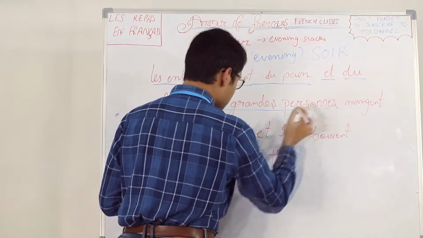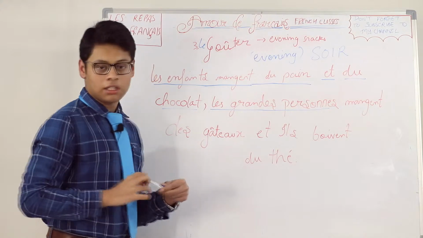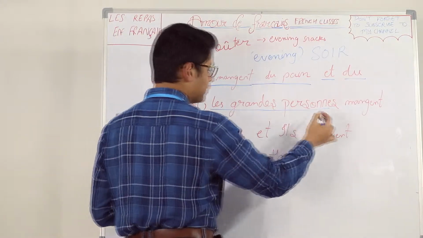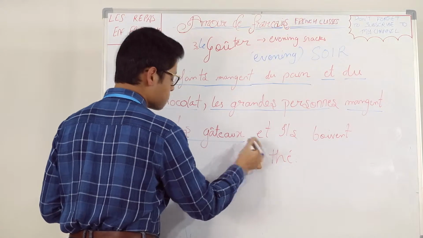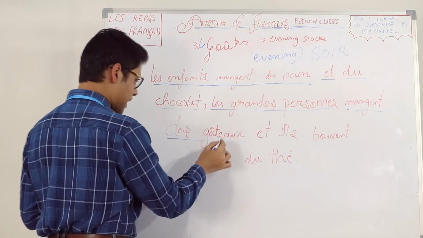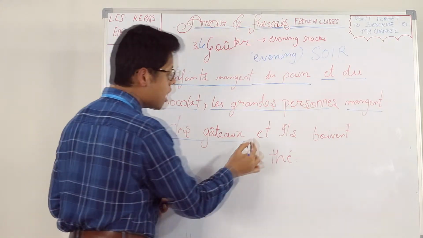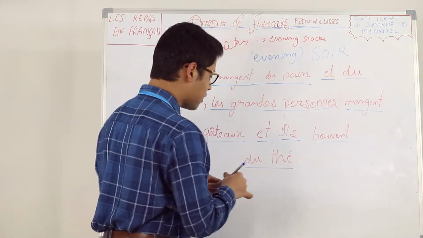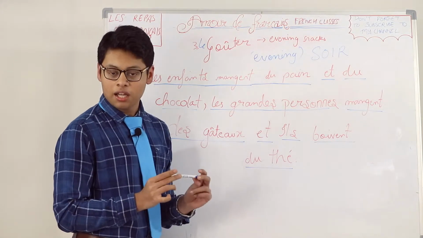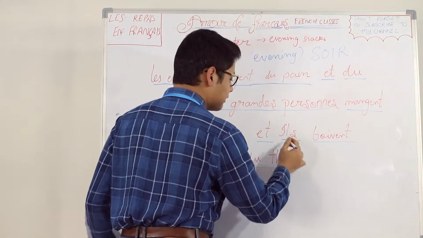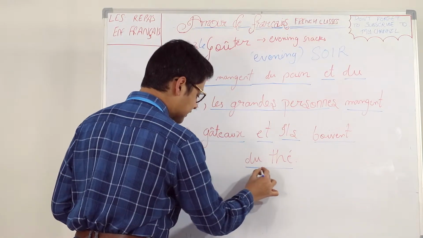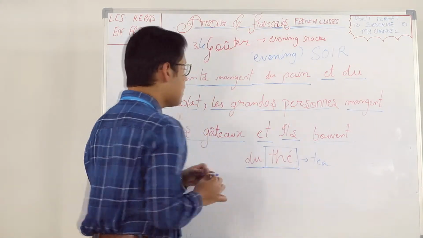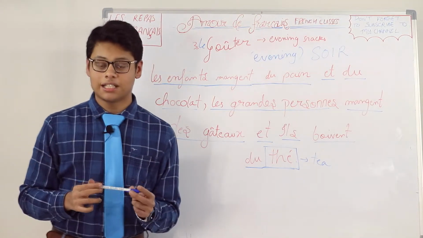Les grandes personnes. Now its literal meaning would be the big people, but in actuality, les grandes personnes means the adults. Les grandes personnes mangent des gâteaux. The adults eat some cake. Gâteau is the word for cake. Et ils boivent du thé. Boivent, the third person plural conjugation of the verb boire, which means to drink. Ils boivent du thé. Some tea. Thé means tea.